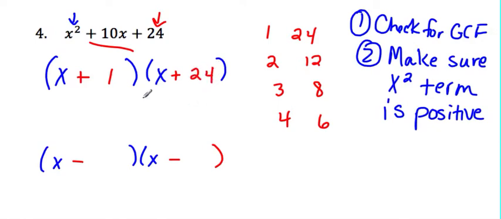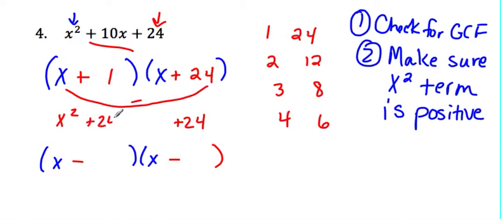Once again, you always check your first and last terms first. So x times x would give me x squared, and 1 times 24 would give me positive 24. So I'm good with this piece and this piece. So now I have to check the outer and inner terms. So x times 24 would give me positive 24x, and 1 times x would give me plus x. So this piece would go to 25x, which is not what I need.